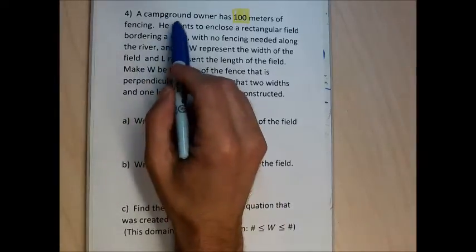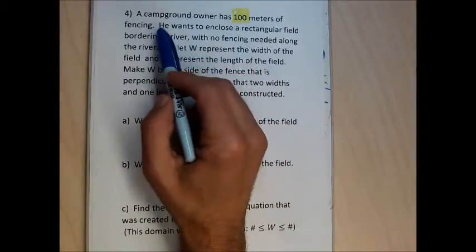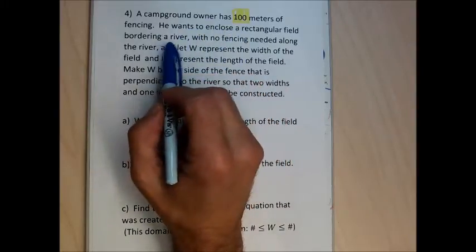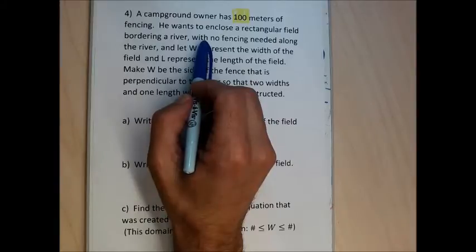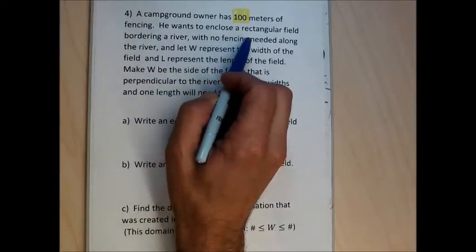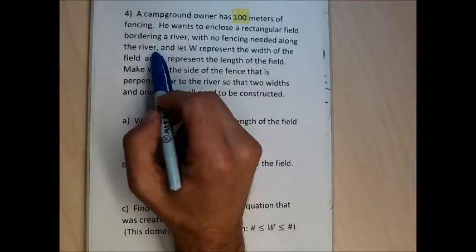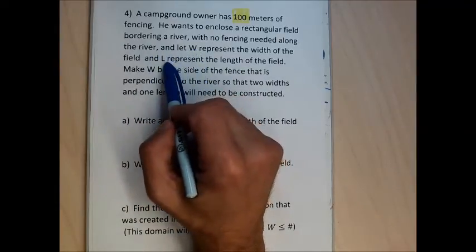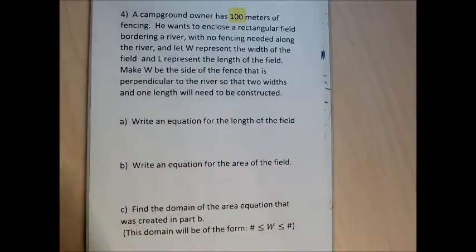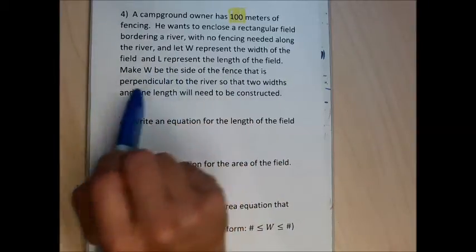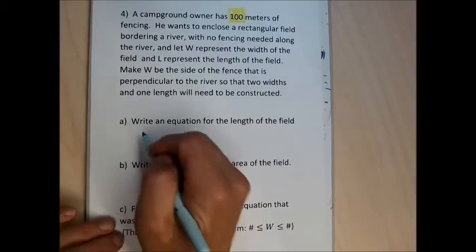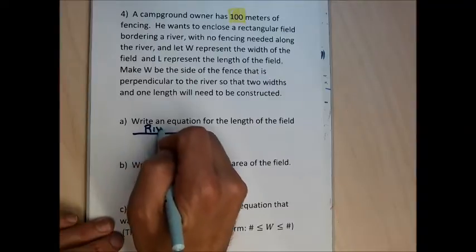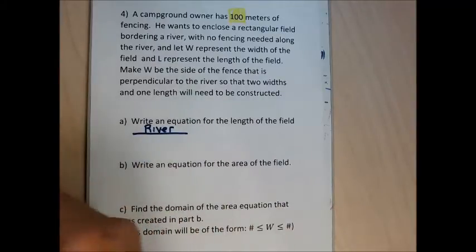So this problem talks about a campground owner. He has 100 meters of fencing. He's going to make a rectangular region he's going to enclose that's bordering a river, and he only needs to build 3 sides of fences. The river is not going to be a fenced side, and of the 3 sides, we're going to call the widths W, the lengths L, and it says make W the side of the fence that's perpendicular to the river. I don't know that I read that so well, but I understand this problem well enough. You can read through this problem if you need to understand it a little bit better.